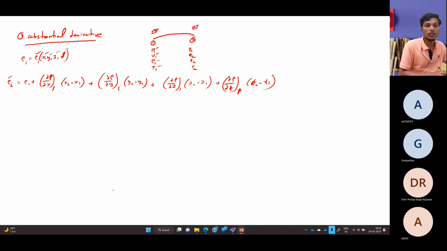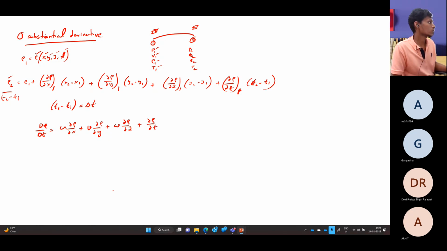If you divide all the terms by t2 minus t1, which is equal to Δt, and further simplify, you will get Dρ/Dt. Here also you are dividing by t2 minus t1. That's why Dρ/Dt equals u ∂ρ/∂x plus v ∂ρ/∂y plus w ∂ρ/∂z plus ∂ρ/∂t. So this is what our substantial derivative is.